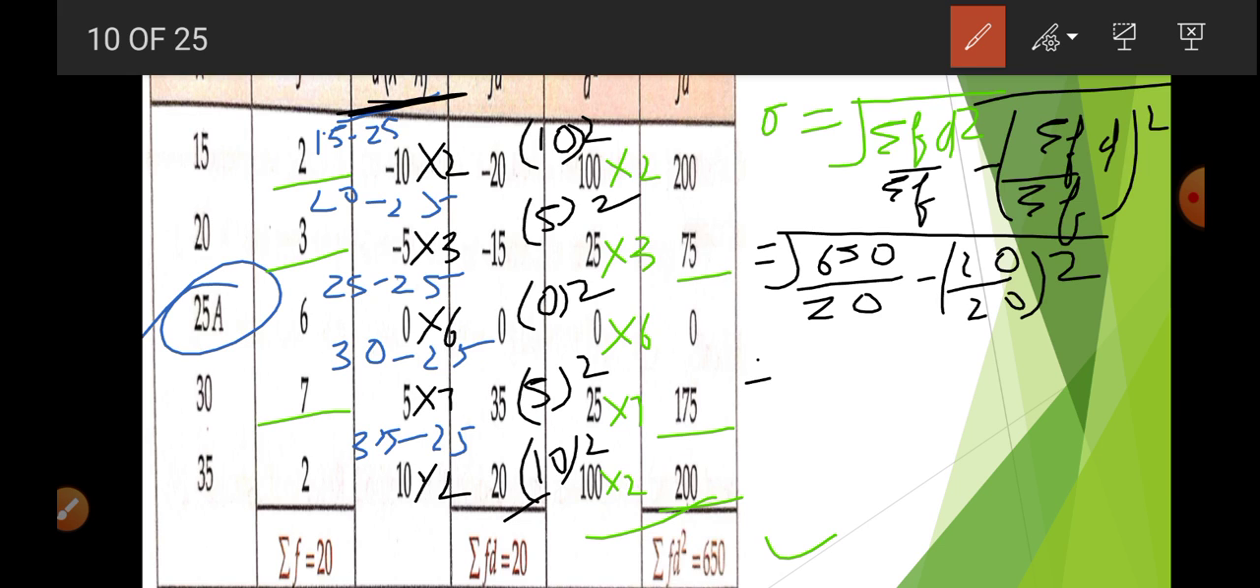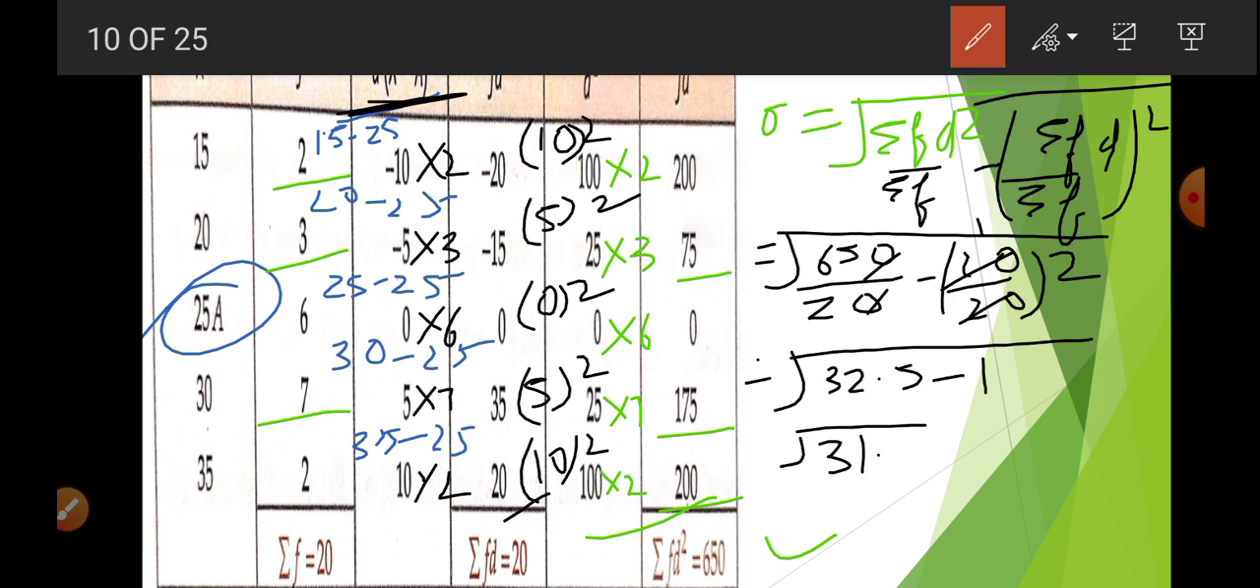So what do we get? 0 and 0 cancel. When we divide it, we get 32.5, and minus 1. 20 upon 20 is 1, and its whole square is 1. So we get 31.5, and I already told you how to calculate the root of 31.5. So now we are going to write the answer directly. The answer is 5.61. Okay, so this is your standard deviation.